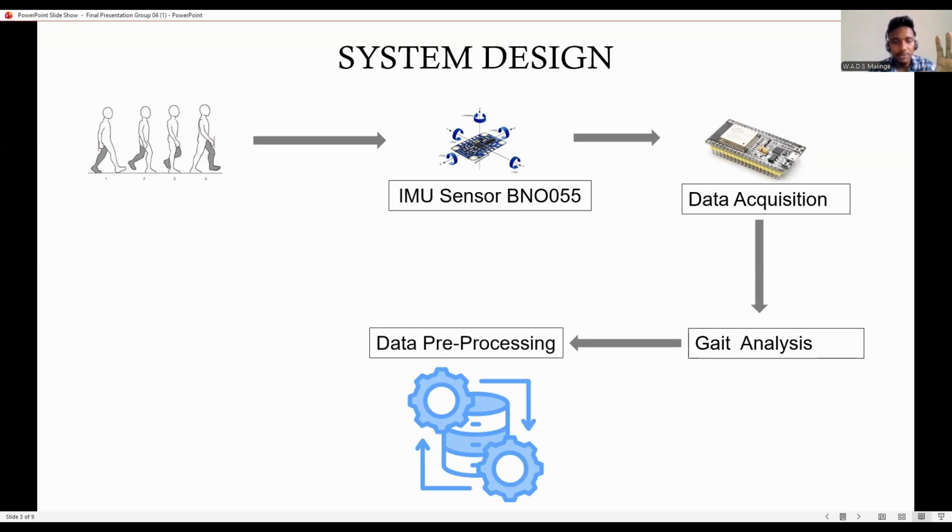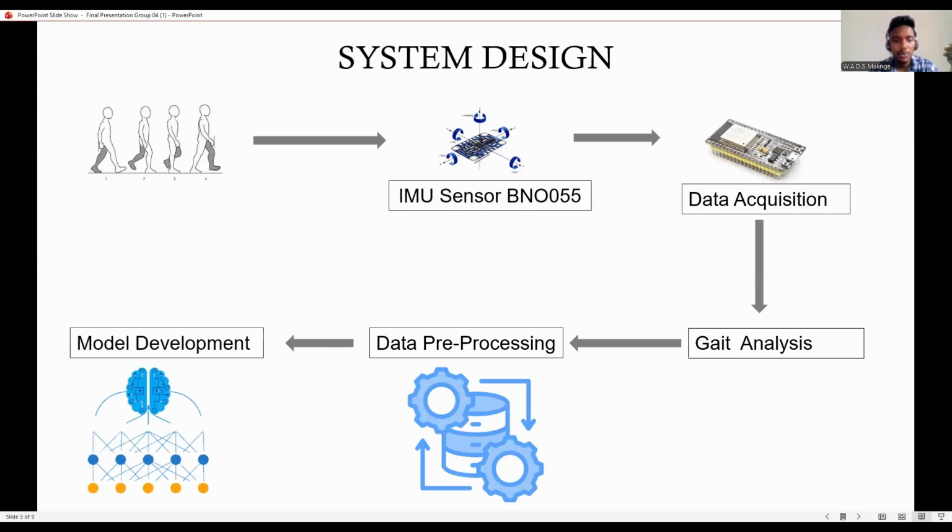After that comes the data pre-processing stage, where filtering techniques are applied to remove noise and improve accuracy. Then finally, model development, where a machine learning algorithm, the linear regression model, is used to classify the gait pattern as healthy or stroke affected. So overall, the system converts raw motion data into meaningful insight for early stroke detection.